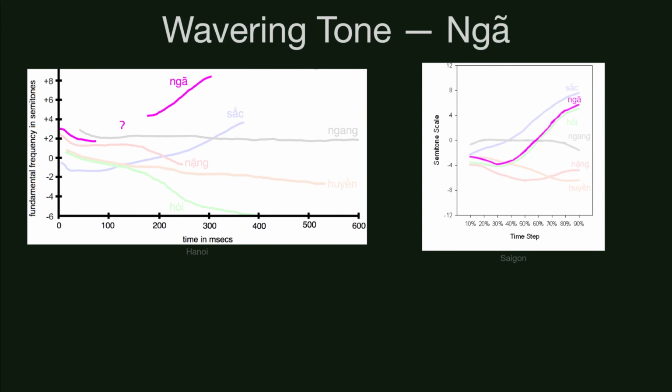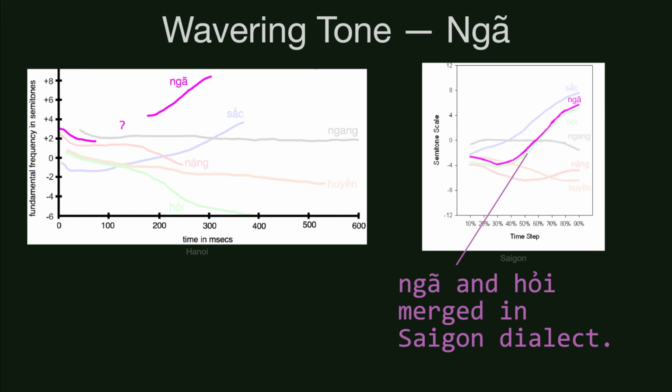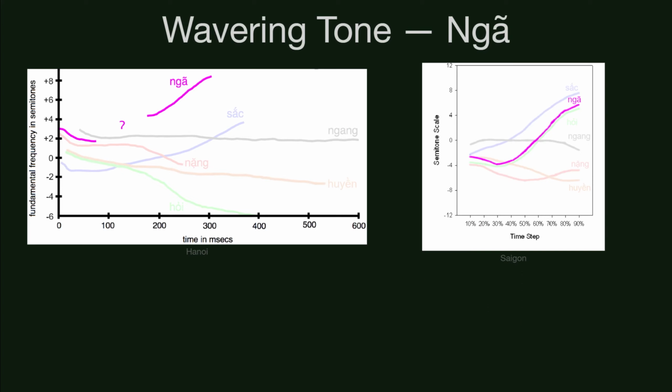Last but not least, we have the wavering tone, which the Vietnamese call ngã. Now this tone is definitely the weirdest of them all, so there's kind of a lot to talk about. First thing I should mention is that this tone actually merged with hỏi in Saigon, so this tone and hỏi are pronounced identically there. In the north though, it is still pronounced as its own thing, and if you look on the chart, you can see that there's something kind of strange going on here.